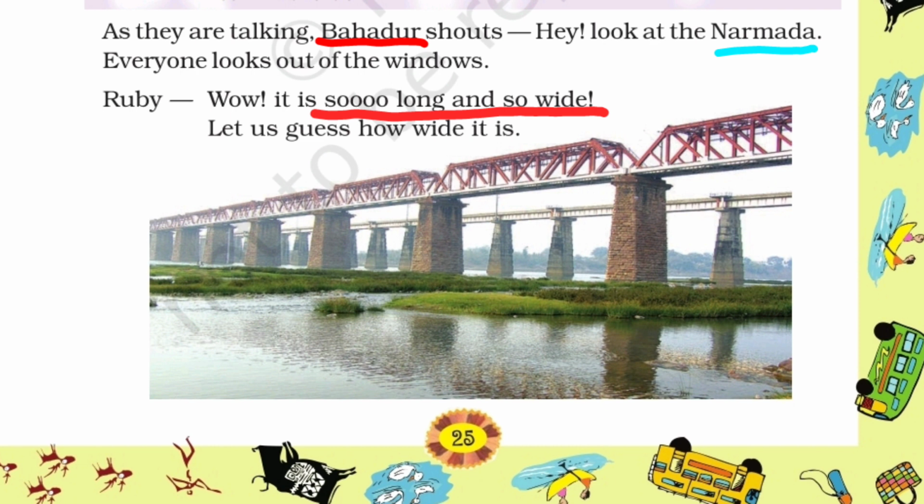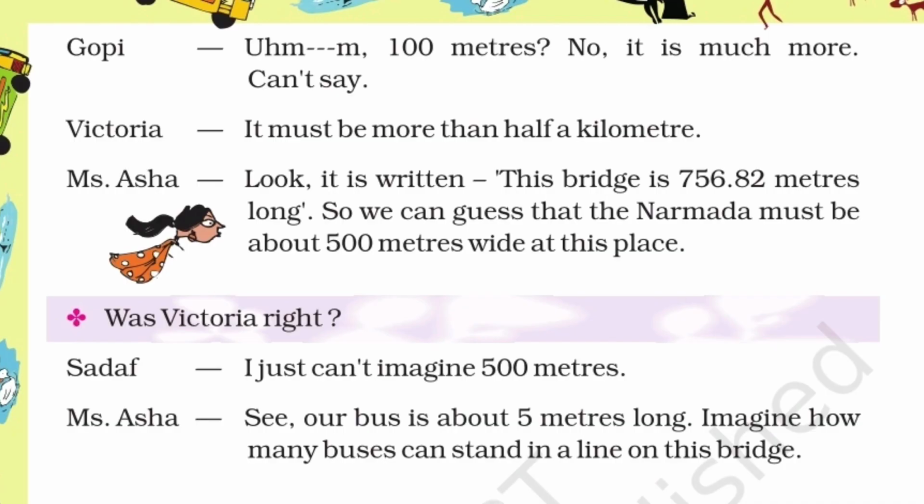And Ruby shouted how long and how wide it is. And they are now guessing how long and how wide it is. So they are going to guess the length and the width. So now Gopi, the student, said, 100 meters. No, it is much more.